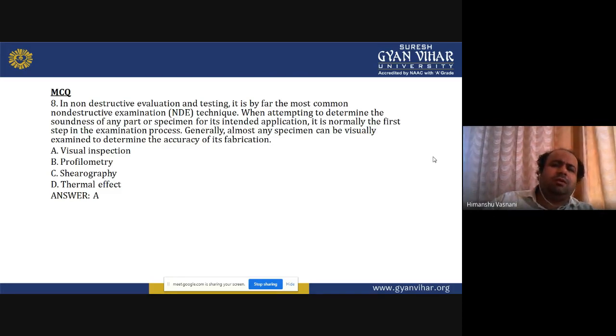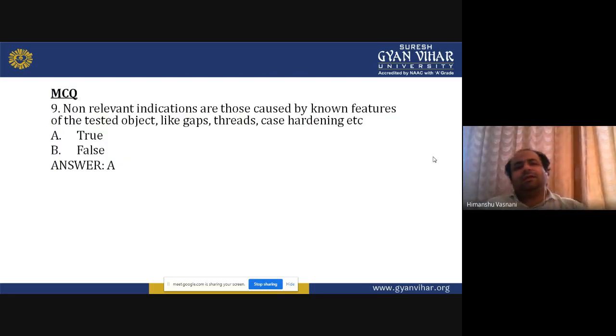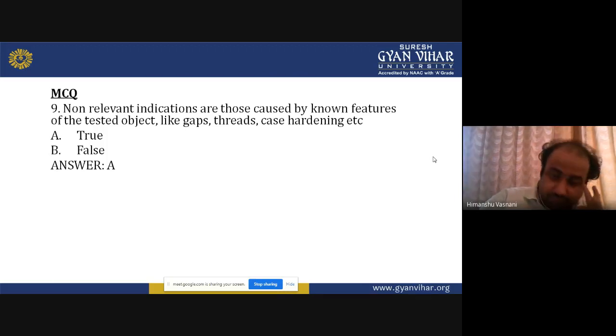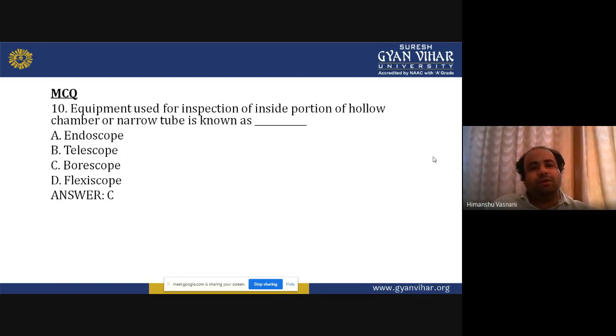Studied just now only: visual inspection. Generally, almost any specimen can be visually examined to determine its condition. Visual inspection, studied just now. Non-relevant indications are those caused by known features of the tested object, like gaps, which I told you just now. Okay, true. And the last, equipment for inspecting the inside portion of a hollow chamber or narrow tube: I told you in this lecture only, borescope. So these small questions I have taken from the lecture only, which I have taught you right now.